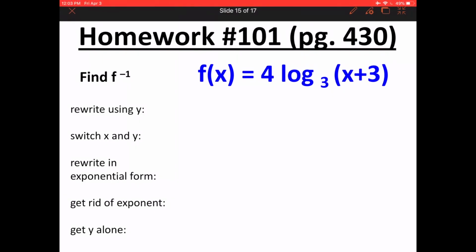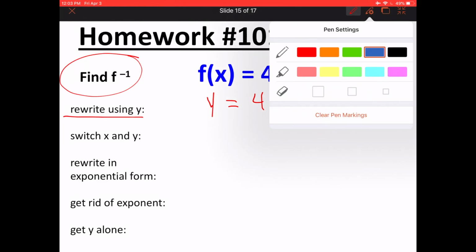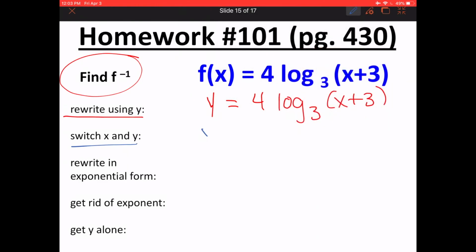My last example, guys, this one's going to be a little bit tricky, but let's follow our steps. Find the inverse. Step 1 is to rewrite using y. Y equals 4 log base 3 of x plus 3. Step 2 is to switch x and y. X equals 4 times log base 3 of y plus 3. My next step is to rewrite in exponential form.